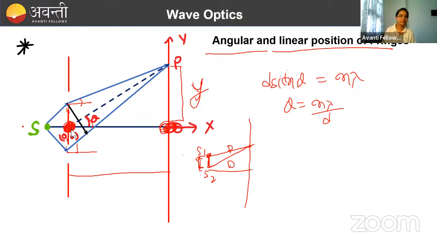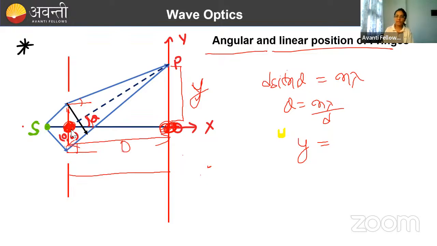So to calculate the linear separation, just treat it as an arc whose radius is D. If the radius is given and the angular position is given, we can calculate the length of that arc: y is equal to D into theta. So if the angular position is known and you have to calculate the linear position, you simply multiply it with capital D, nothing else. Okay, that is done. Now fringe width, you already know the formula.